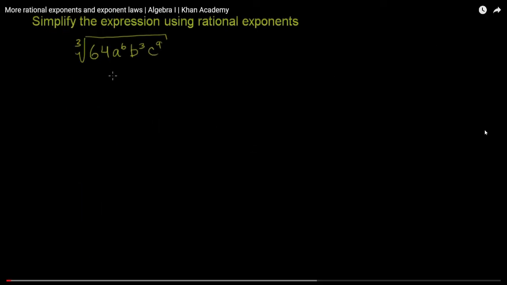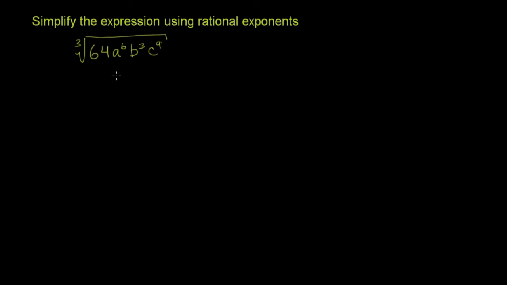Simplify the expression using rational exponents. So we have the cube root of all of this stuff over here, which is the same thing, by definition, as all of this stuff, 64, a to the 6th, b to the 3rd, c to the 9th, raised to the 1/3 power. These are equivalent by definition.